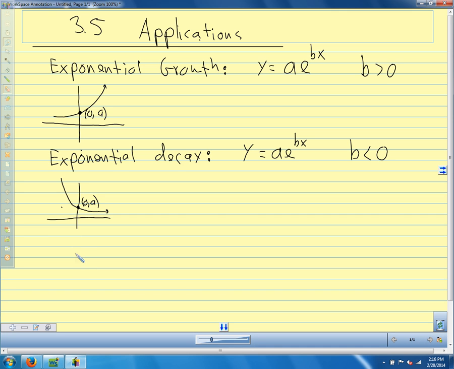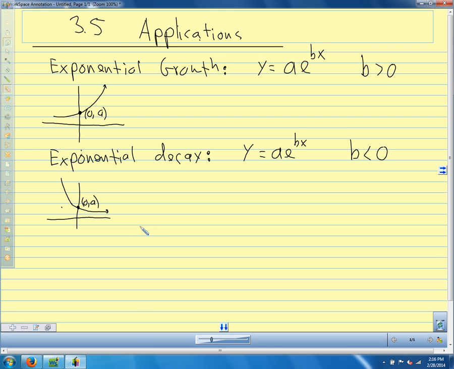We've talked about one type of exponential growth. That was the compound interest formula. That's a type of exponential growth. Other things that are exponential growth, population can be modeled with exponential growth. When we talk about depreciation, so kind of the opposite of compound interest, when things are losing value, that can be modeled by an exponential decay function.